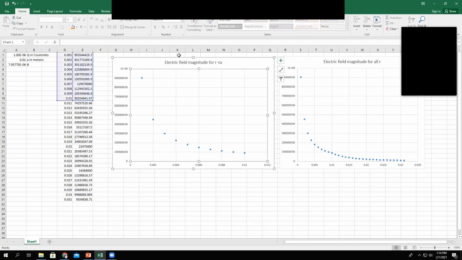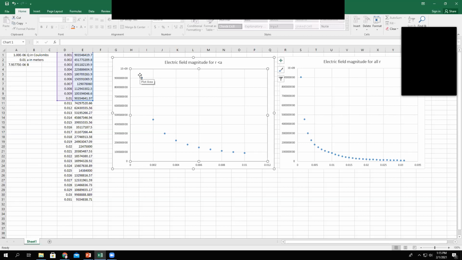This plot here is for R less than A, and it goes up to the value of R at A. Our electric field expression was proportional to 1 upon R times some constants. So as R goes to 0, that expression will go to infinity, because you'd be dividing by 0 on the bottom.